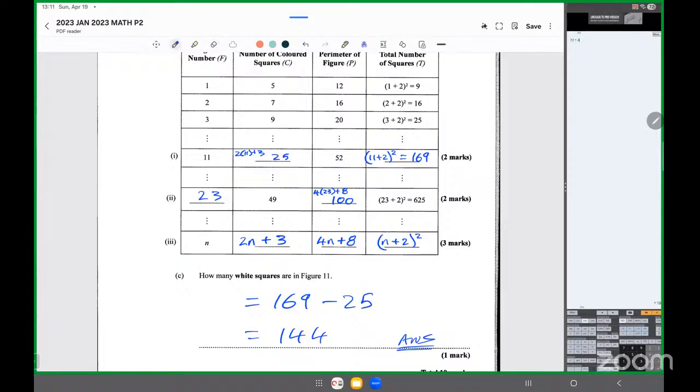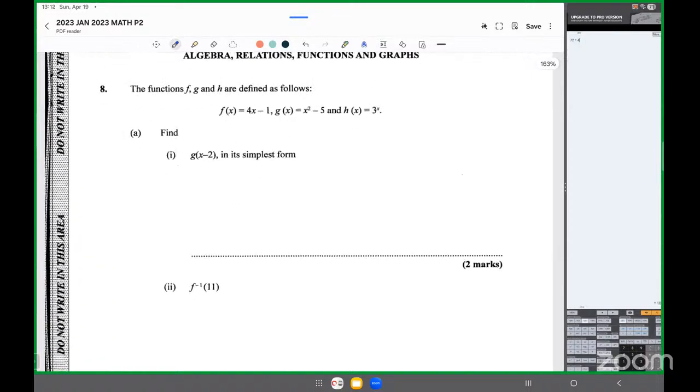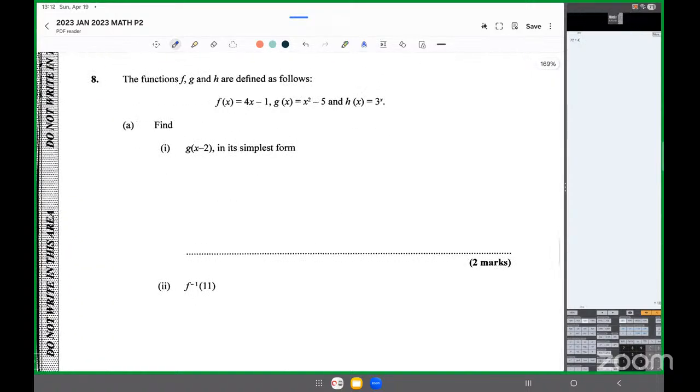The number of white squares is the total number of squares minus the number of colored squares. That's what it is. Total minus the colored gives you the number of white squares. That is it. Next question, number 8. Number 8 says functions f, g, and h are defined as follows. So we have those 3 functions. First one, g of x minus 2. We want to take the x minus 2 and plug it in the g function right there.